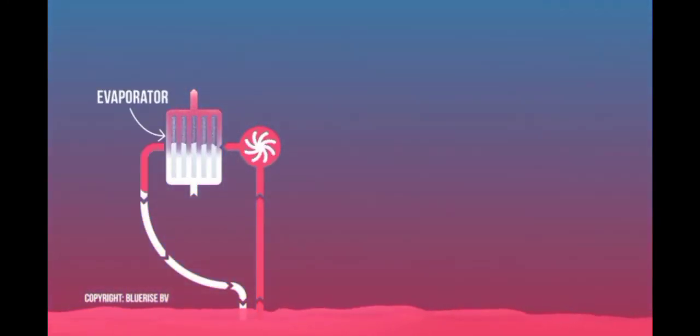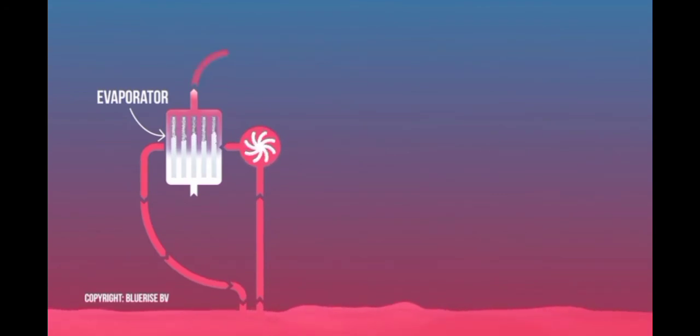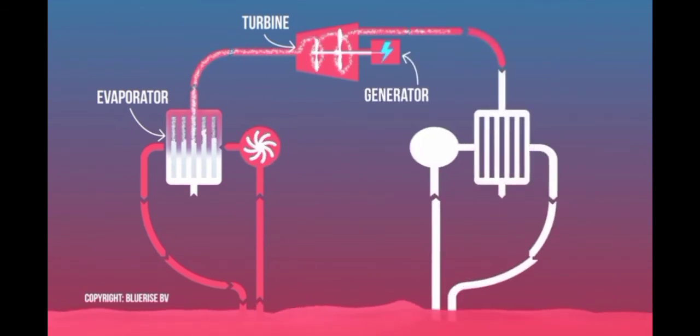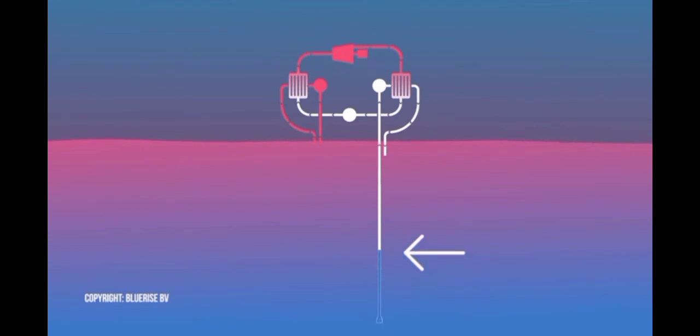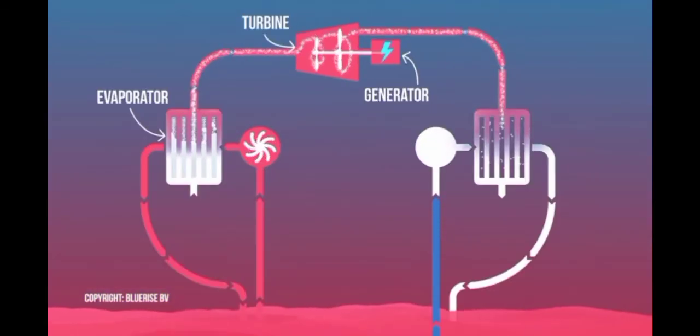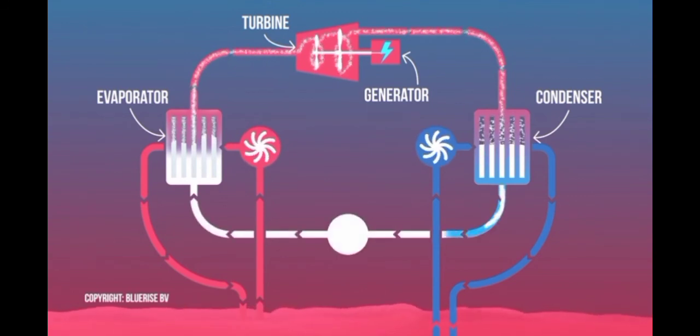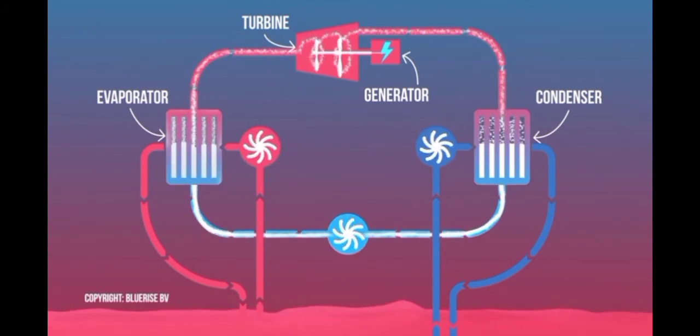How does it work? The ocean's warm surface water vaporizes a working fluid with a low boiling point, ammonia for example. The vapor expands and spins a turbine that is coupled to a generator that produces electricity. The vapor is then cooled by cold deep seawater. That way, the working fluid condenses back into a liquid and you can reuse it. This makes it a continuous electricity generating cycle.